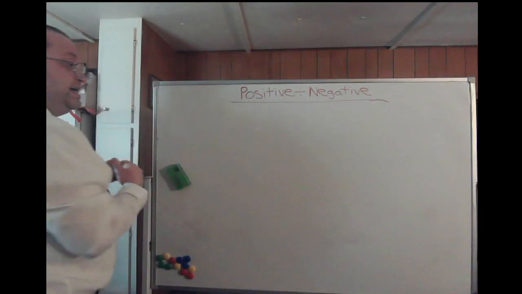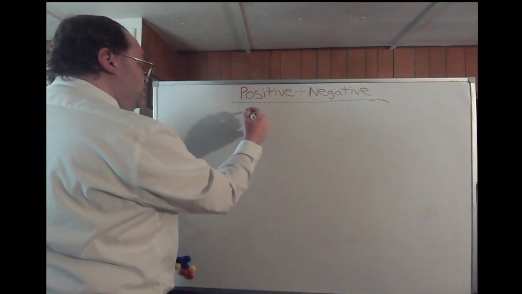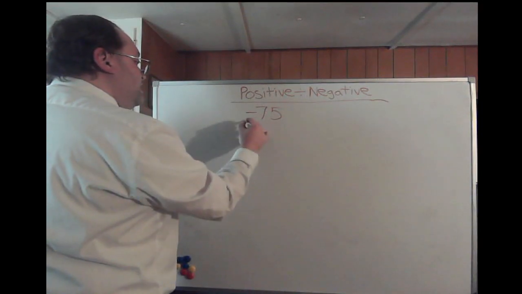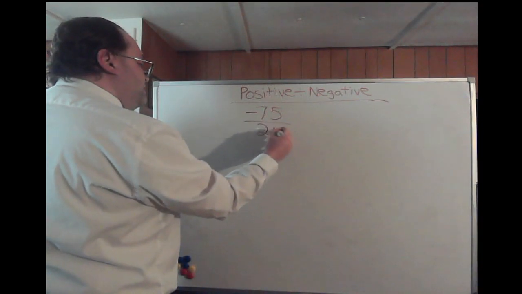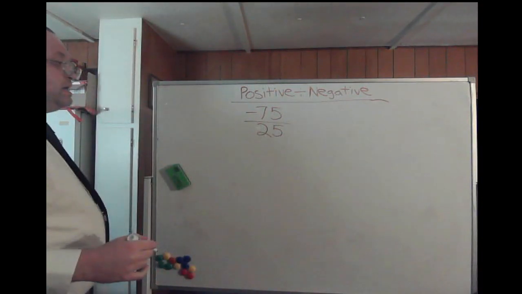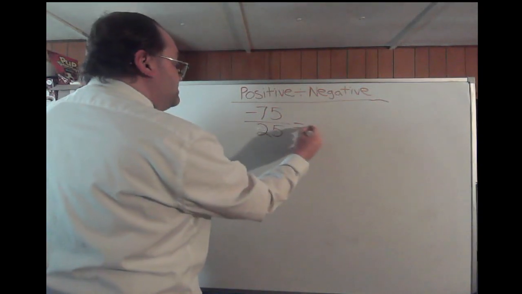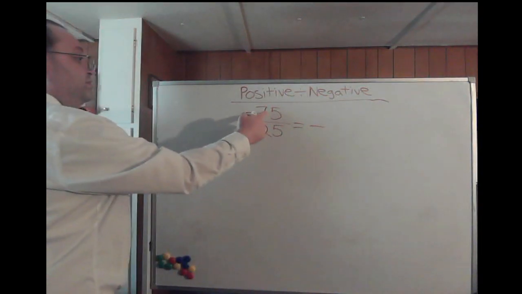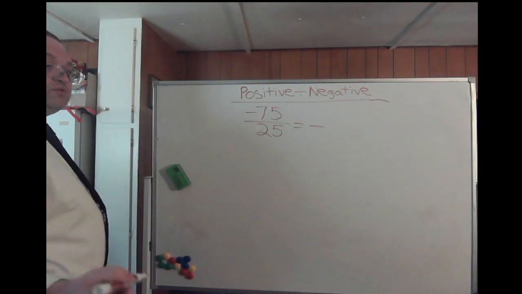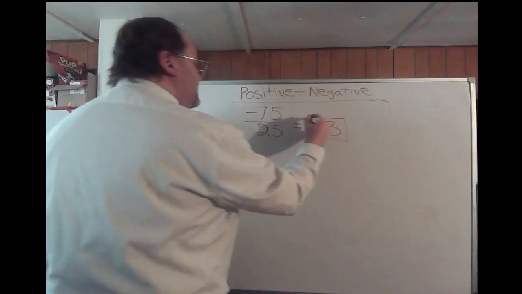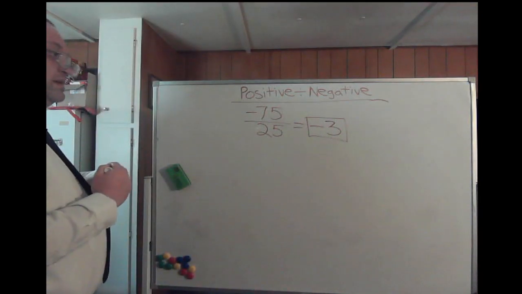Alright, one more example here. Let's say I have -75 divided by +25, right? So I have a negative divided by a positive. That's going to give me a negative. Now we focus on what's 75 divided by 25. That's 3. So you would also get -3 for that result.